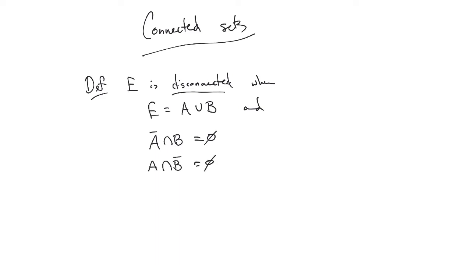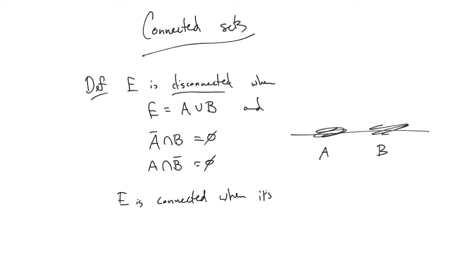If that's what E looks like, then maybe this one is A, and maybe this one is B. They have to be actually two separate pieces, so we require that they have no intersection between them. A and B, they do not intersect. And furthermore, even if you take the closure of one of them, it still has no intersection with the other one. So this is the definition of disconnected. And then the definition of connected is just the opposite of that. So E is connected when it's not disconnected.